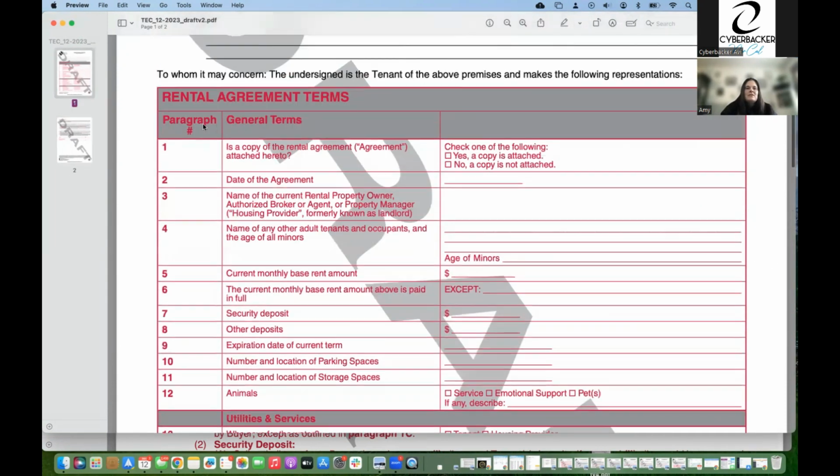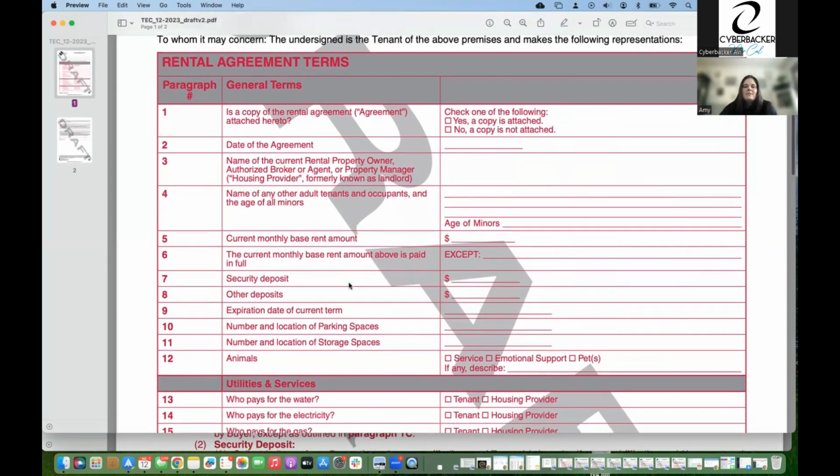So rental terms: this references, same as purchase agreement, what paragraph is going to be talked about, the general terms, and then we're going to fill this out. Is a copy of the rental agreement attached here on line 2, either yes or no? Either one is attached or one isn't. The date of the rental agreement goes in there. The name of the current resident or rental property owner, authorized broker, agent, property manager, housing provider, formerly known as landlord, that's where that contact information goes. Name of any other adult tenants and occupants, and the age of all minors, goes in here.